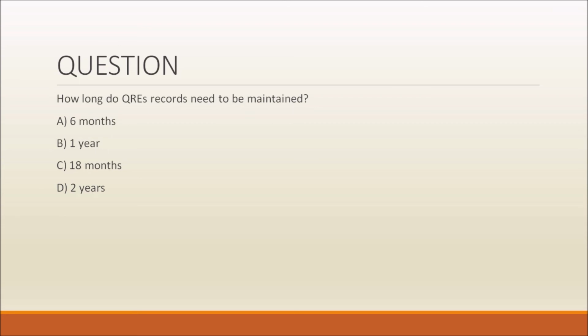How long do QREs records need to be maintained? Is it A, 6 months, B, 1 year, C, 18 months, or D, 2 years? And the correct answer here is D. QREs need to be maintained for 2 years, and they shall be filed by date.